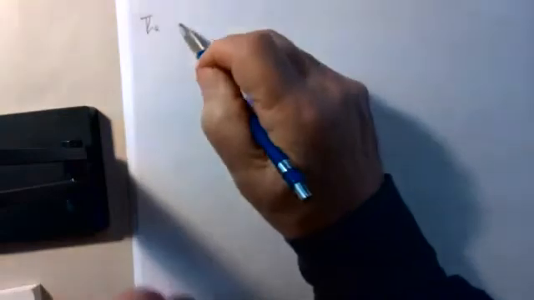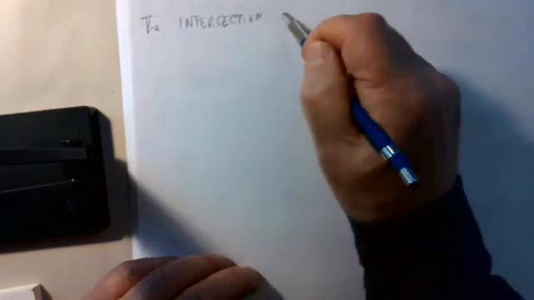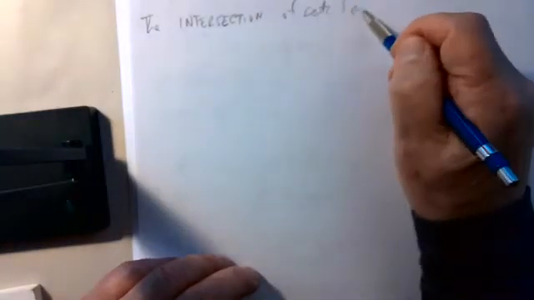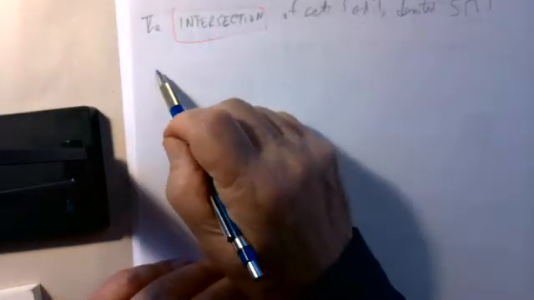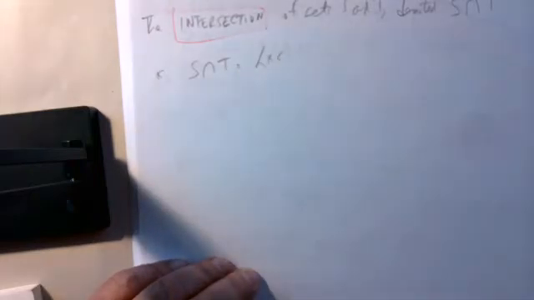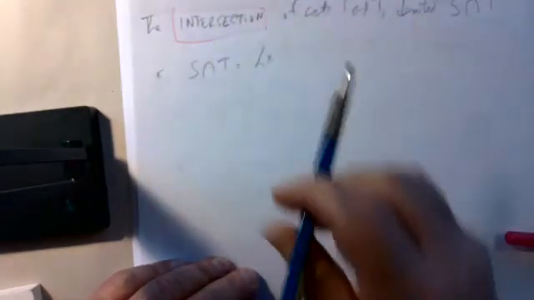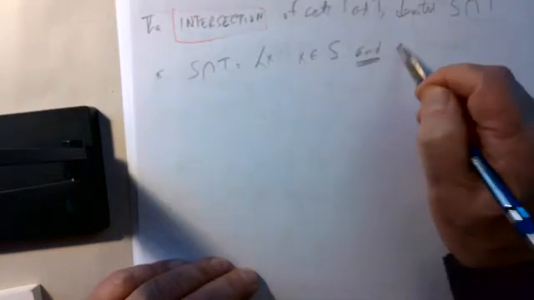The intersection of two sets. This is our next word in our vocabulary. It is denoted with this upside down symbol: S intersect T is the set of all x such that x is in S and x is in T.